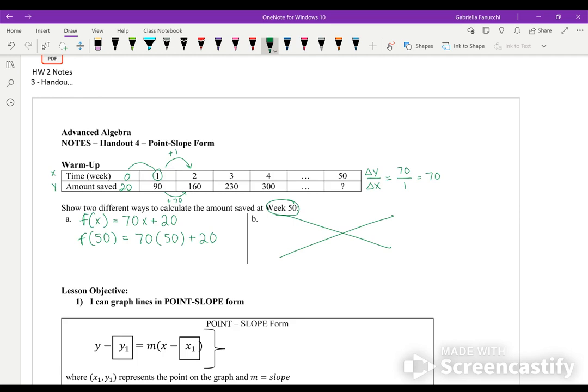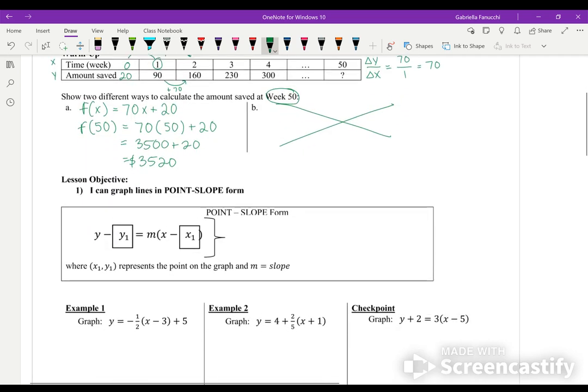Okay. 70 times 50 is going to give us 3,500 plus 20. So $3,520 is being saved. Okay, so that's how much we would have there.